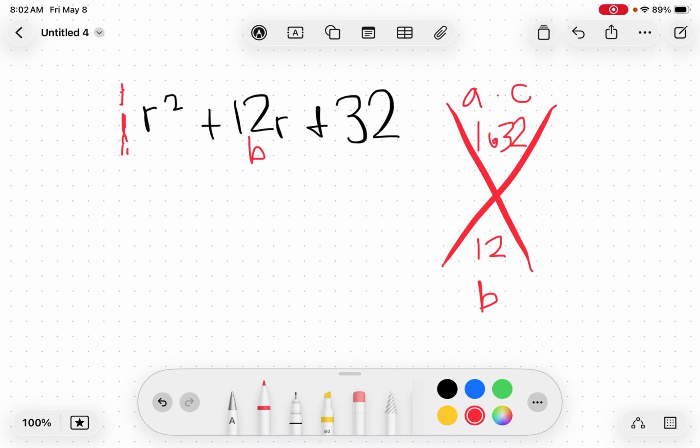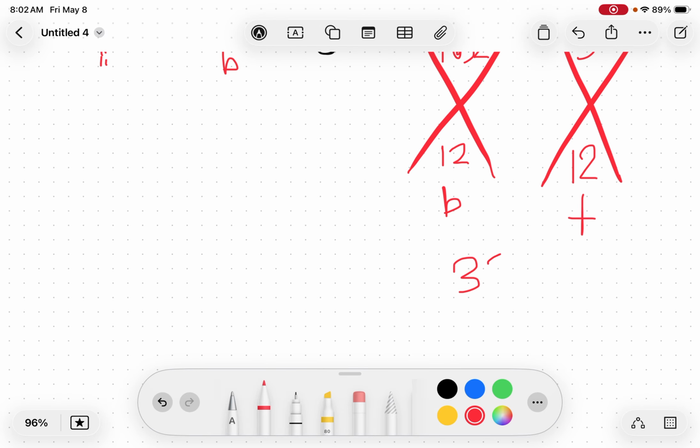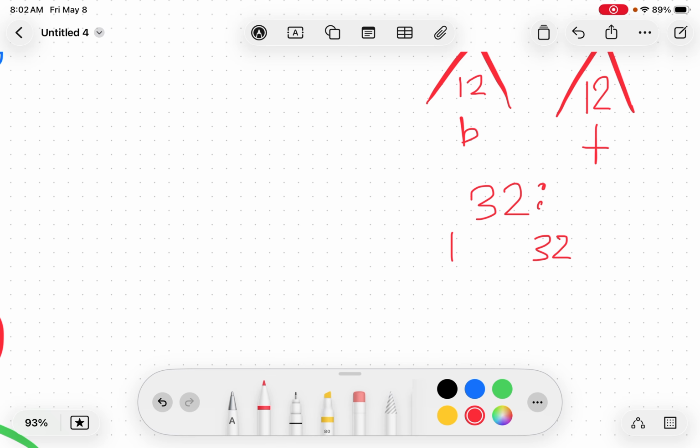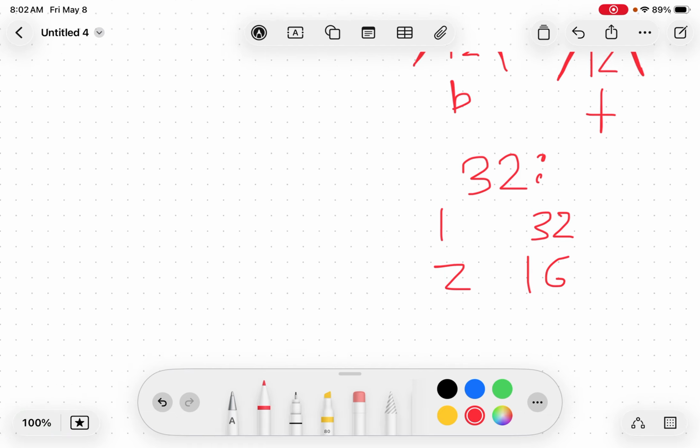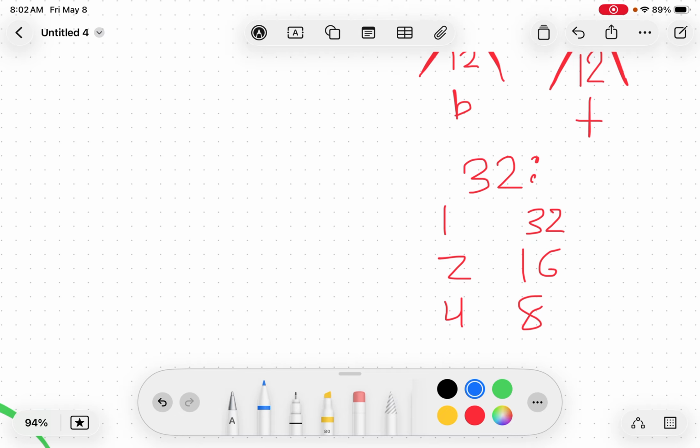So we need to find two numbers that when multiplied together, they make 32, but when added together, they create 12. So I'm going to go ahead and start thinking about how we can make 32. We can make 32 by doing 1 and 32. We can do 32 by doing 2 and 16. We can also create 32 by 8 and 4. And I'm going to stop there because I think I found my pair.